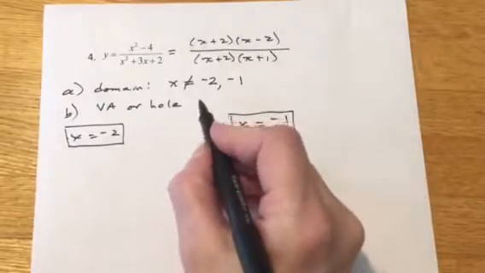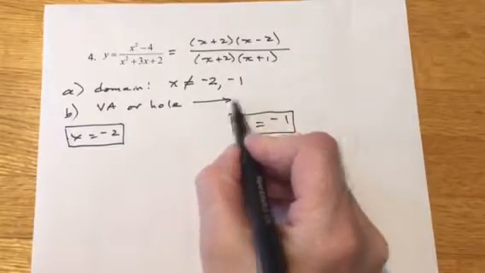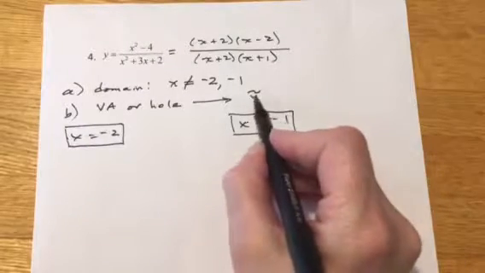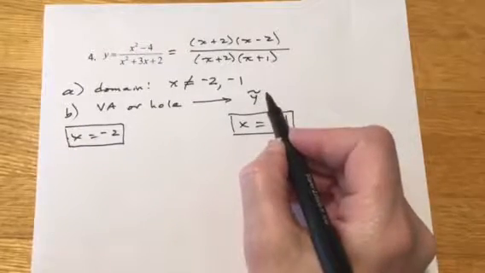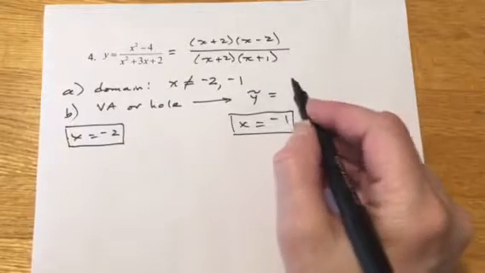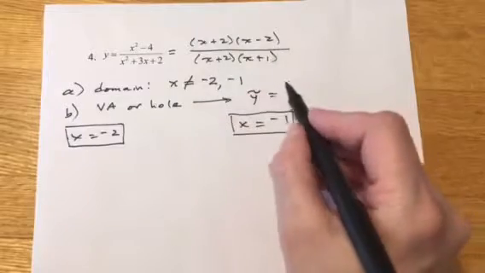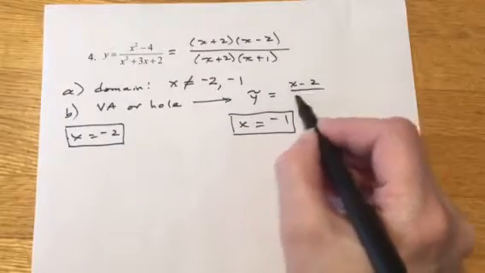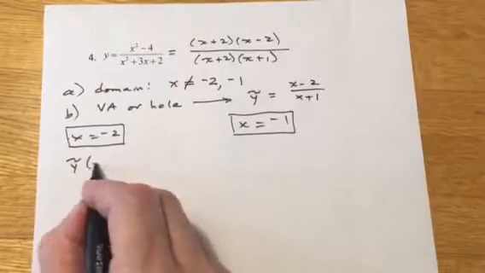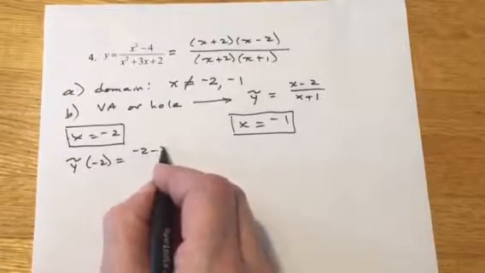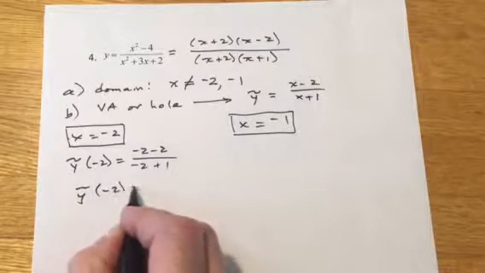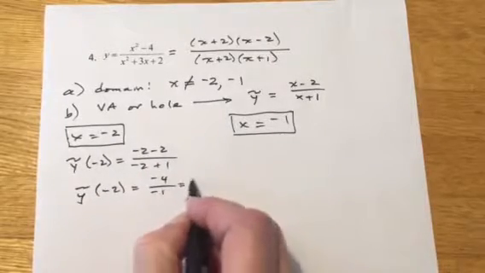Now to figure out which one, that's when we use our reduced function. It's a different name because when you cancel, when you reduce, you're changing the function just a little bit. So I'm going to call it y tilde. The x + 2 is canceling, and I'm left with (x - 2)/(x + 1). So I'm going to use this to plug in. If I look at y tilde at negative 2, you get (-2 - 2)/(-2 + 1), so that's negative 4 over negative 1, or 4.